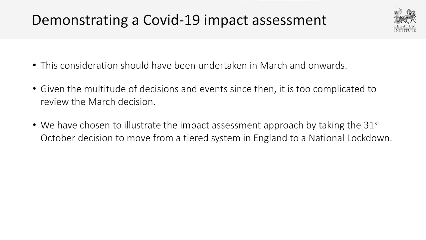Ideally, this consideration should have been taken in March, but understandably, we were in the middle of a global crisis. Given the multitude of decisions and events that have taken place since then, it is too complicated for us to go back and review every single one of those decisions from March until now. So we've chosen to illustrate the impact assessment approach by taking the 31st of October decision to move from a tiered system in England to a national lockdown.